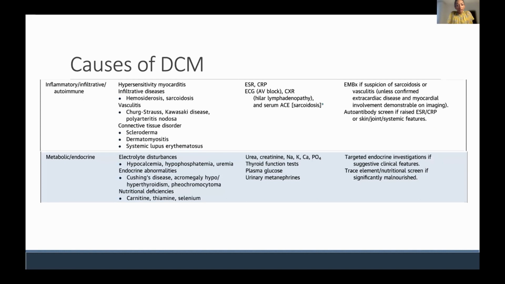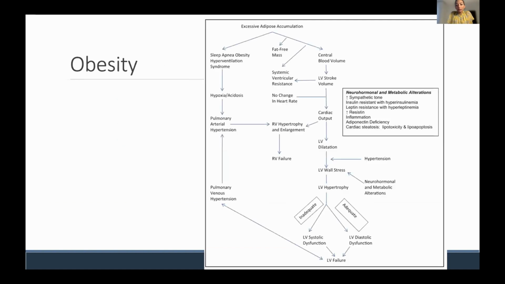Metabolic and endocrine diseases can also be associated with dilated cardiomyopathy. Important ones are thyroid diseases and growth hormone diseases. Certain nutritional deficiencies like thiamine, carnitine, selenium are rare causes. Obesity cardiomyopathy is an important cause that has emerged as an important risk factor for development of non-ischemic cardiomyopathy.